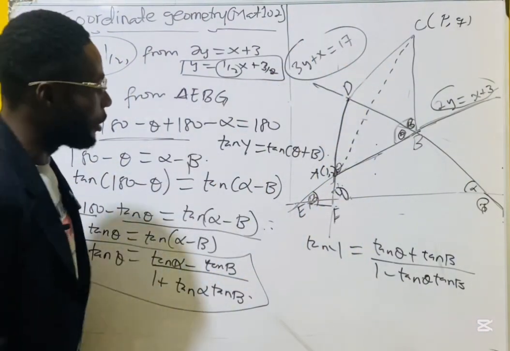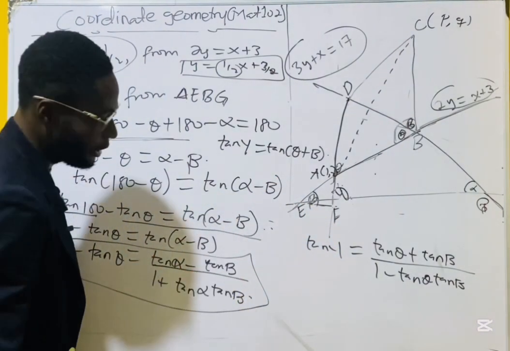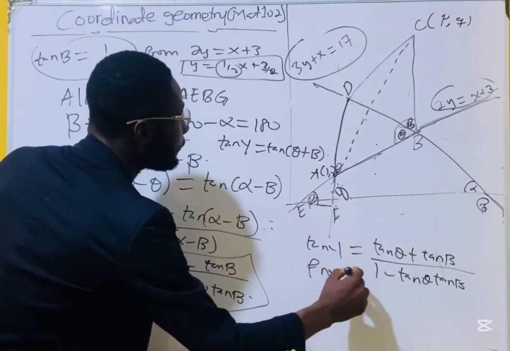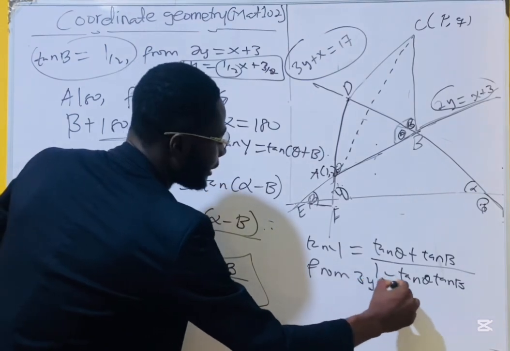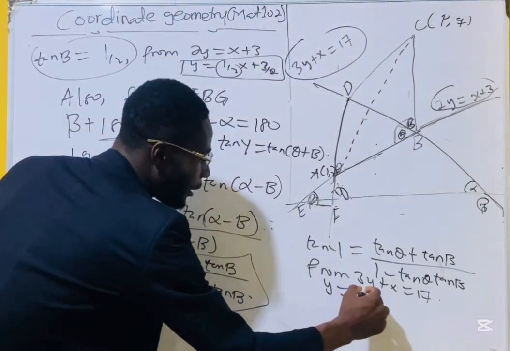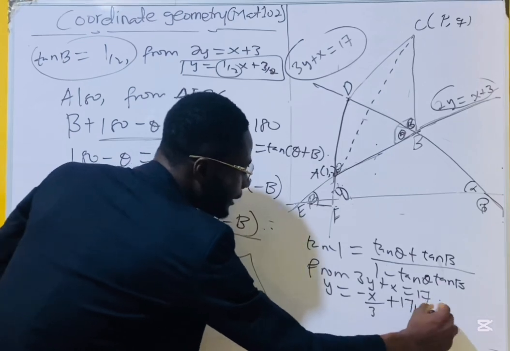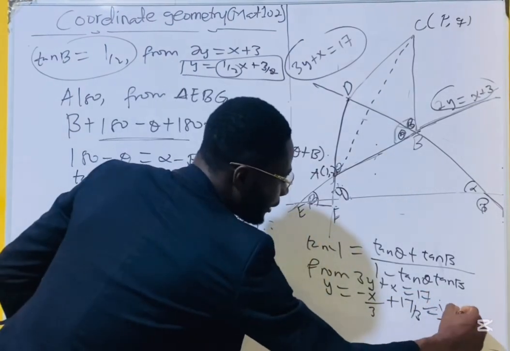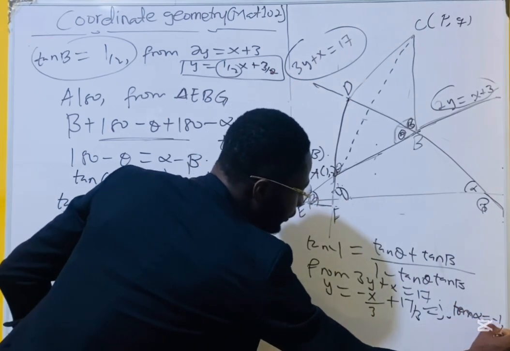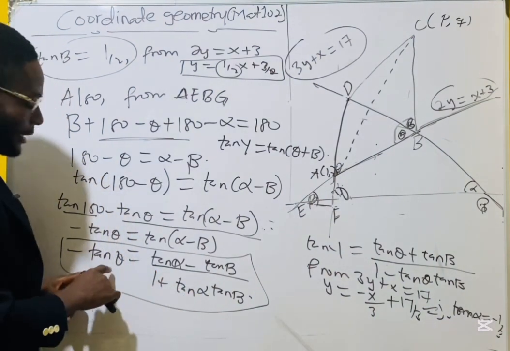So let's try to go away with this diagram, or yeah, we can do it here. So we can say that from 3y plus x equals 17, we can say that y is equal to minus x over 3 plus 17 over 3. This implies that our gradient, which is tan alpha, is equal to minus 1 on 3. Okay, so we are going to substitute that in here to find tan theta.